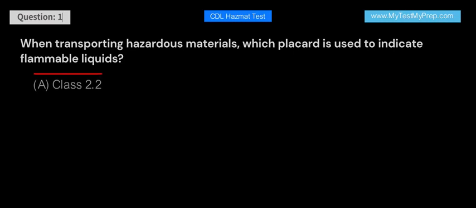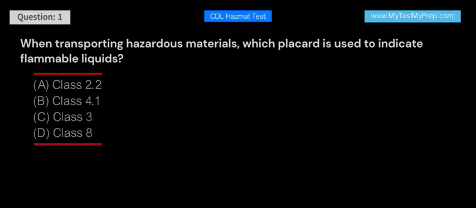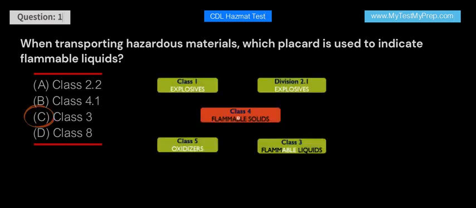When transporting hazardous materials, which placard is used to indicate flammable liquids? A. Class 2.2. B. Class 4.1. C. Class 3. D. Class 8. Answer: C. Class 3 placards are used to indicate flammable liquids.